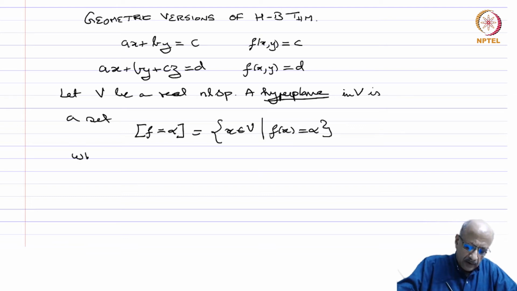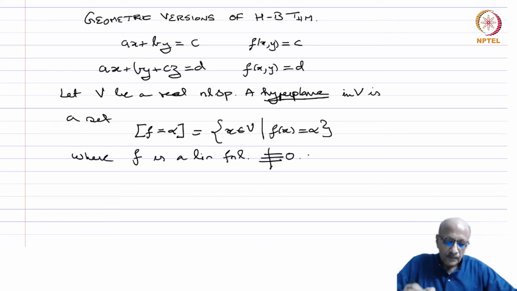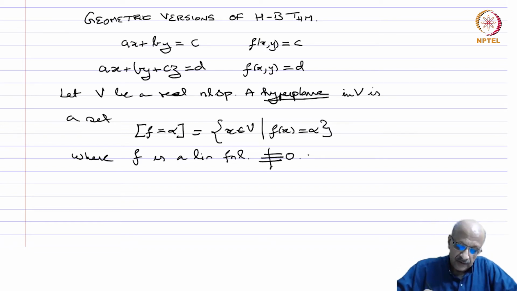where f is a linear functional which is not identically 0. So alpha is a constant. We are not talking about continuous linear functionals as yet. We are only saying a hyperplane is given by the constant sets of a linear functional.